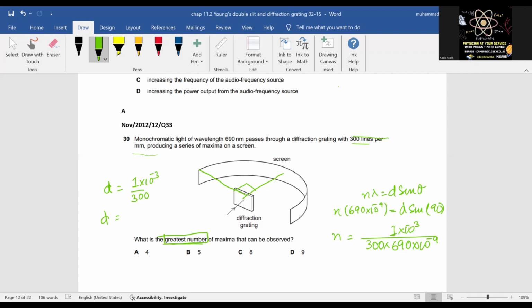एक्सपोनेंट -9। ओके, आई एम गेटिंग 4.8। आंसर क्या होगा भाई?